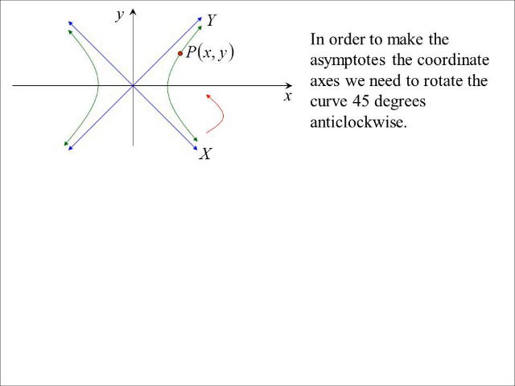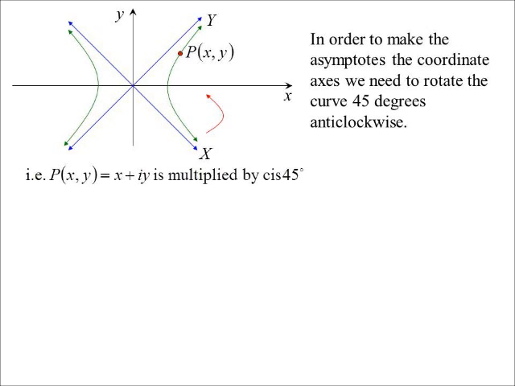And y equals x has a slope of 1. We want to turn that into the y-axis. Y equals negative x, we want to turn to the x-axis. So we're going to rotate anti-clockwise. So we're going to go back to complex numbers.